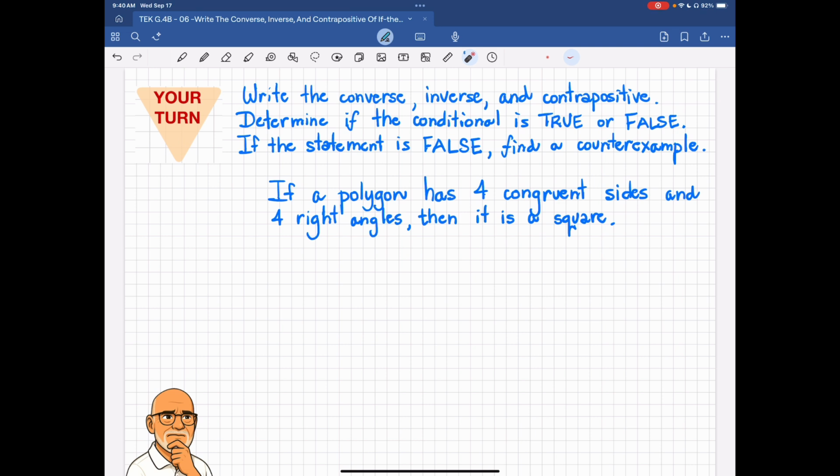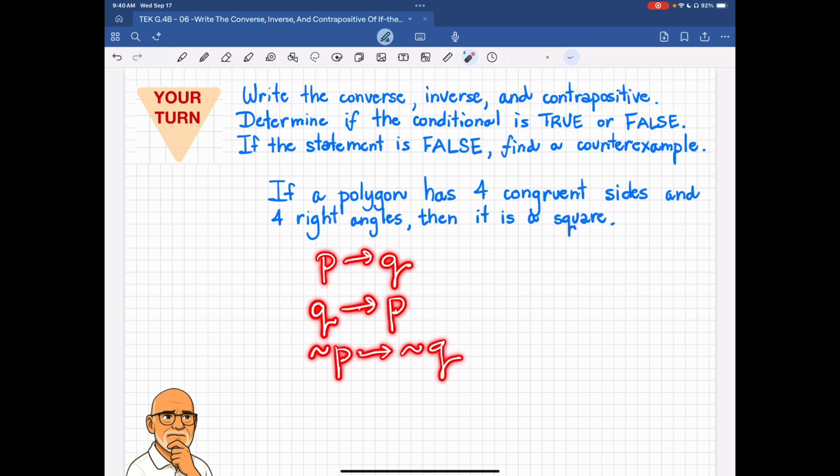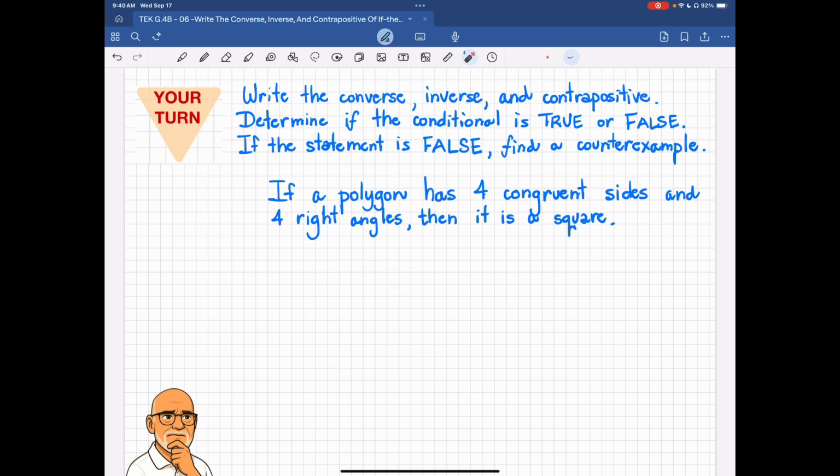So remember, if we have if P, then Q, our converse is going to be if Q, then P. Our inverse is going to be if not P, then not Q. And our contrapositive is going to be if not Q, then not P. Then you have to look at it and determine the truth value of that conditional statement. Now remember, if it's false, they want you to provide a counterexample. Please write down all your answers, and if you have any issues or questions, please ask for help.